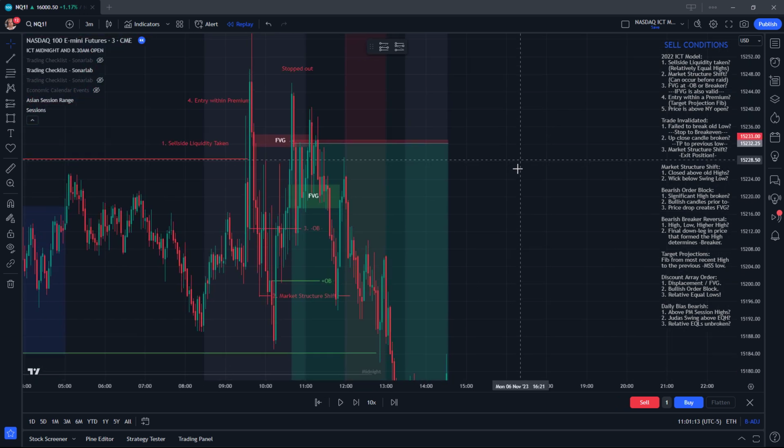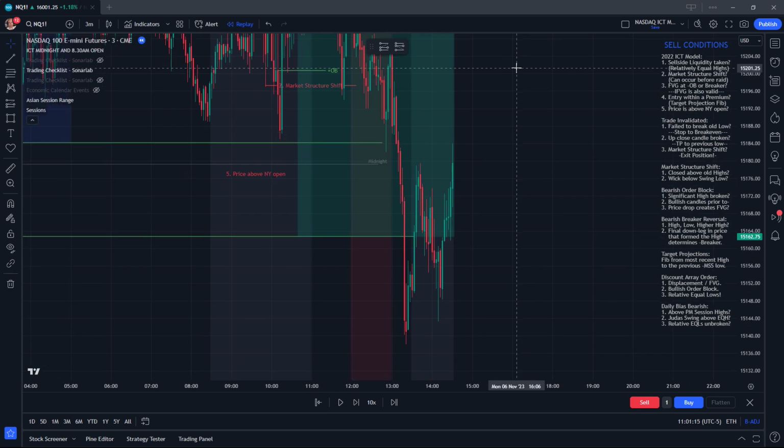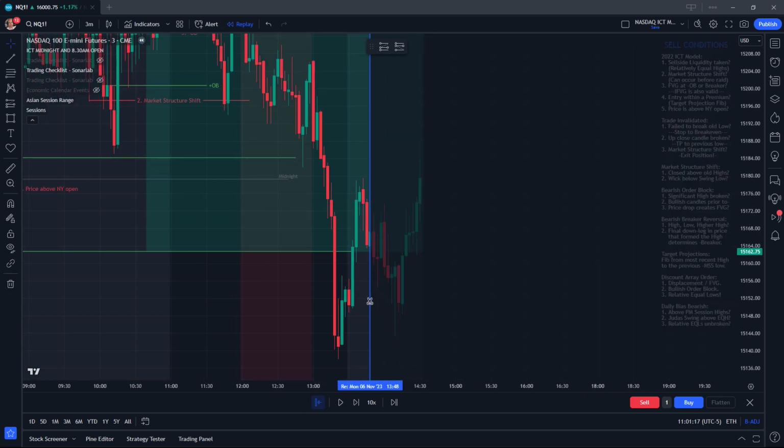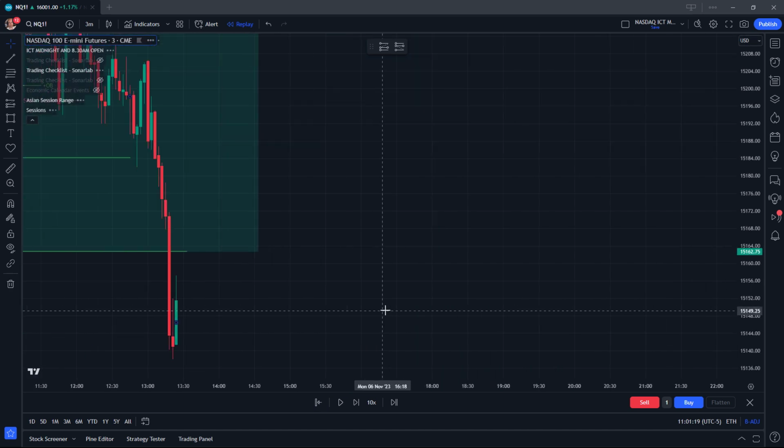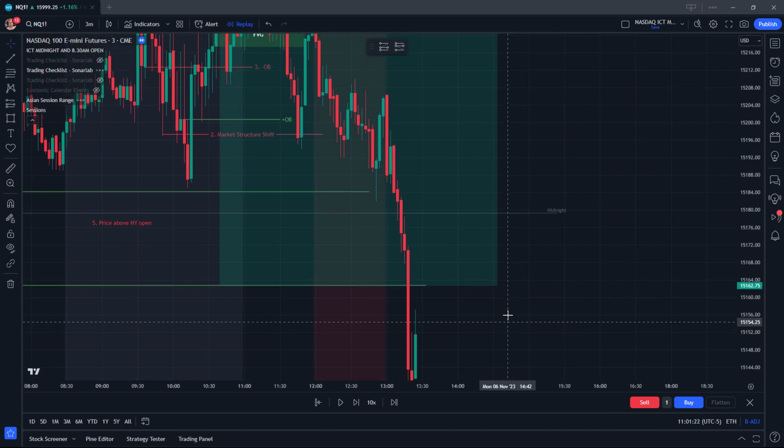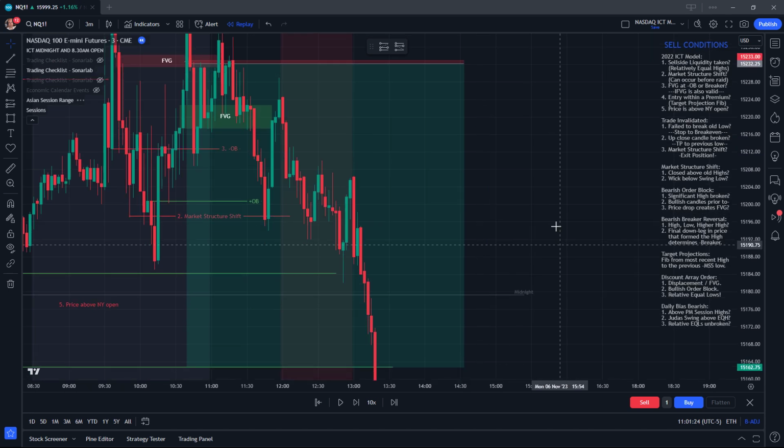And yeah, so I think going forward, I'm going to use the 18 pip stop loss. Let's say we hadn't taken a trade and we were just sitting on the sidelines waiting for our opportunity to be a buyer. So we'll just keep that there.